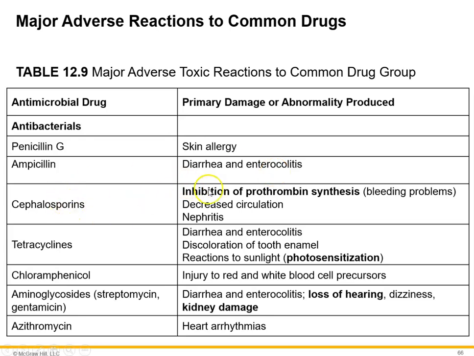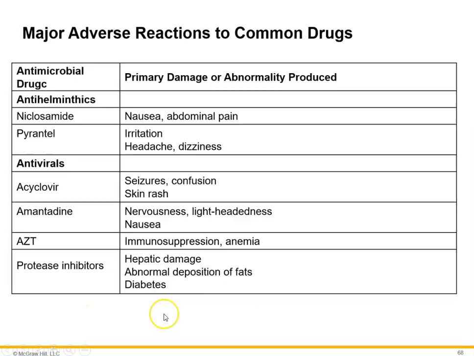For example, cephalosporins can cause bleeding problems and inflammation of the kidneys. Chloramphenicol can cause a type of anemia. Aminoglycosides are toxic to the ears and to the kidneys. Azithromycin, which you get in a Z-Pack, can cause heart arrhythmias. So these medications are not benign. Those of you who go on to become prescribers, you need to remember this when you're choosing the best medication for your patient, or choosing to treat your patient with antimicrobials at all.